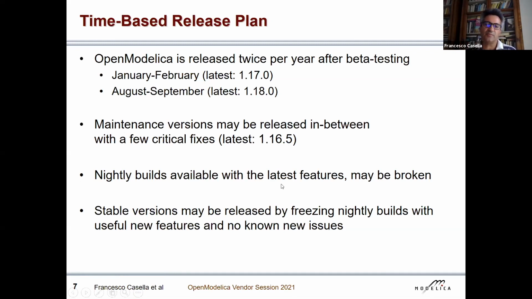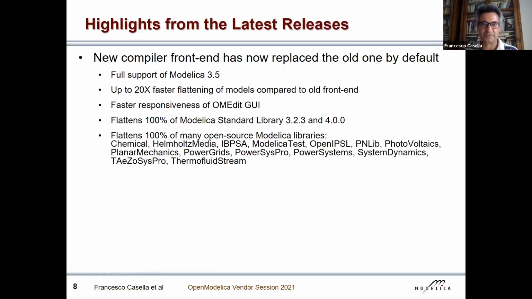There are nightly builds available that you can download every day with the latest cool features. Of course, they could actually be broken, while, let's say, the official releases are subject to a beta testing process, so they are supposed to be stable because there's a lot more testing. And in some cases, we also release stable versions in between the official versions by freezing nightly builds that look pretty stable, so that we can get cool new features available to users in advance before the official release that is maybe coming in a few months.